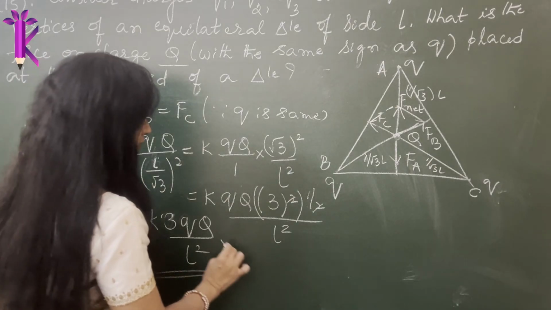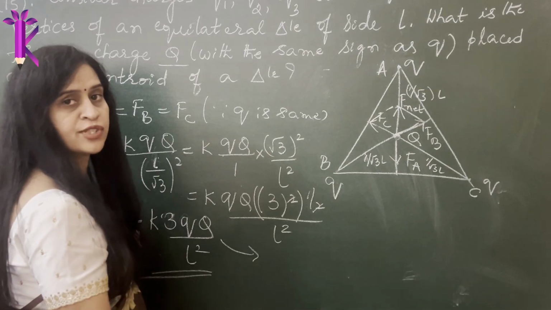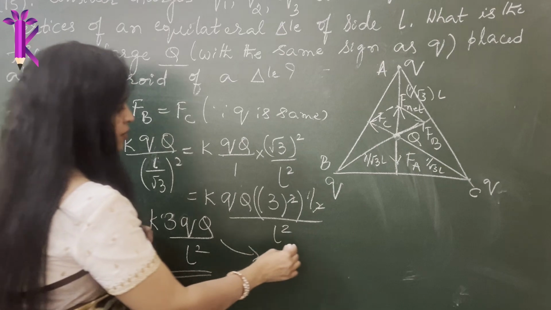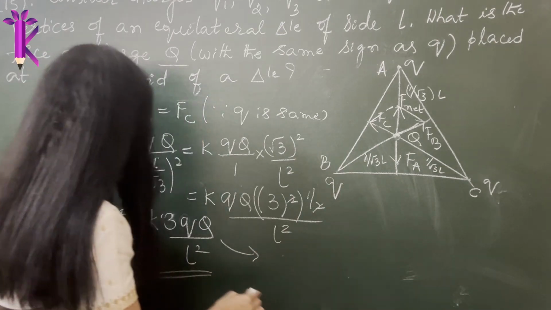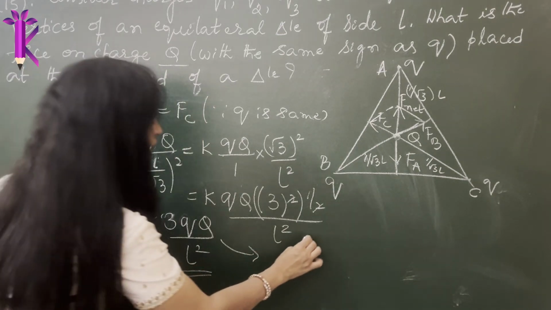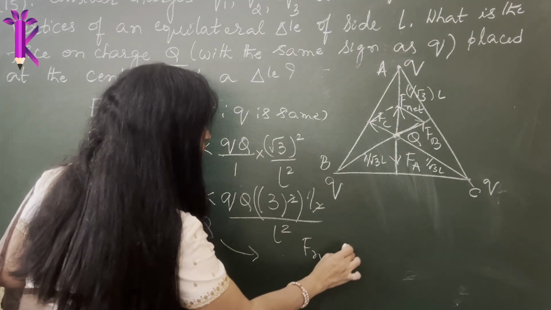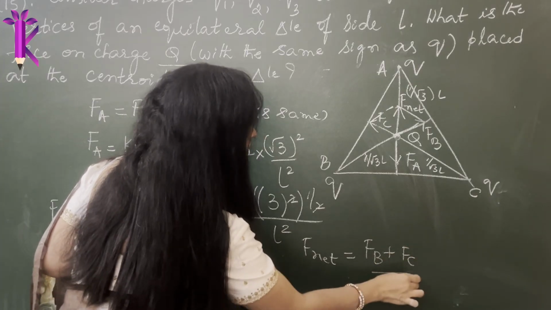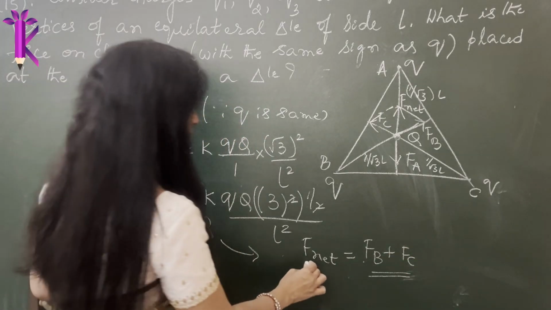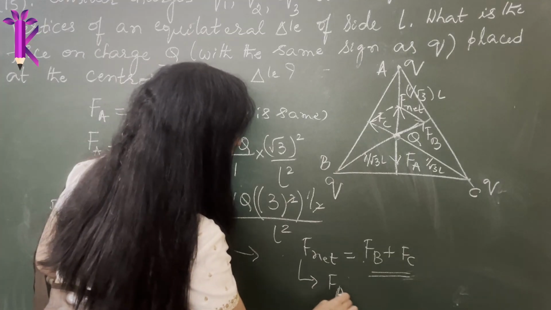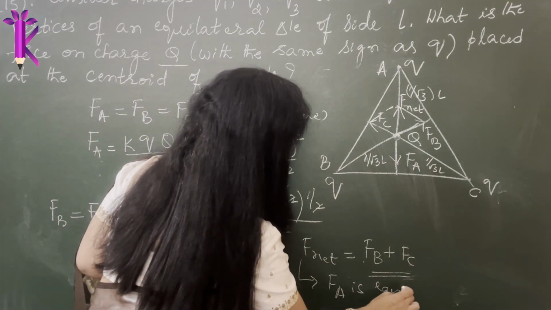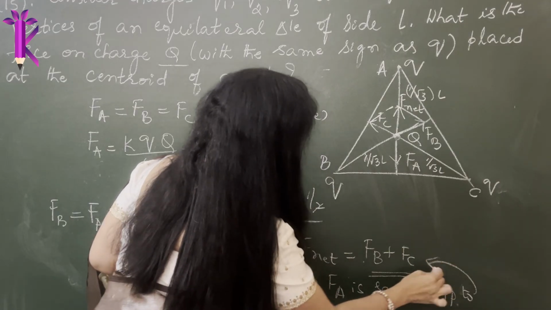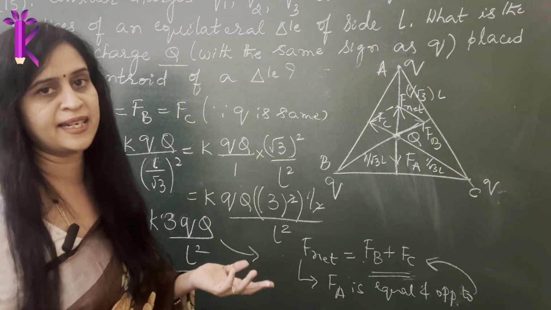Whereas the resultant of FB and FC can be found out using the parallelogram law of vector addition. So F net due to B and C will be FB plus FC. Now that is equal and opposite to FA. So these two cancel each other, hence the net force acting on the system is 0.